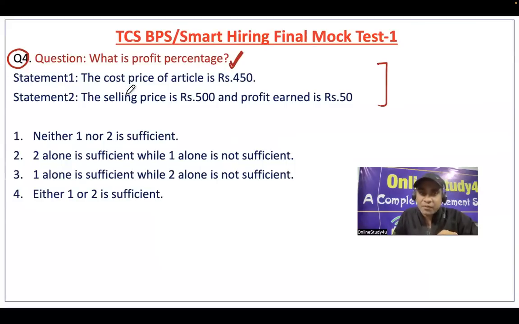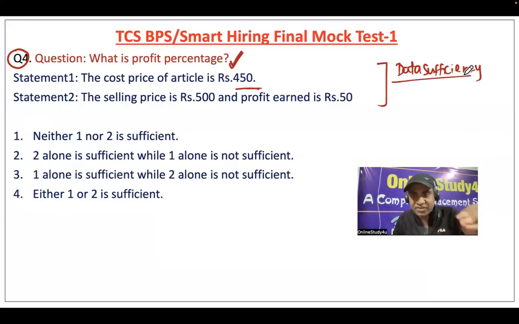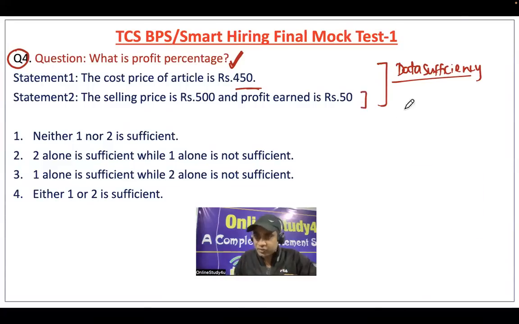Okay, so statement 1. The cost price of an article is 450. So this is a question from the topic data sufficiency. Okay, so you will be asked if the data is sufficient or not. The cost price of an article is 450, and statement 2, the selling price is 500 and the profit earned is 50. They're asking what is the profit percentage. So first we need to identify, what is the formula for percentage of profit? It is nothing but profit divided by cost price into 100, right?